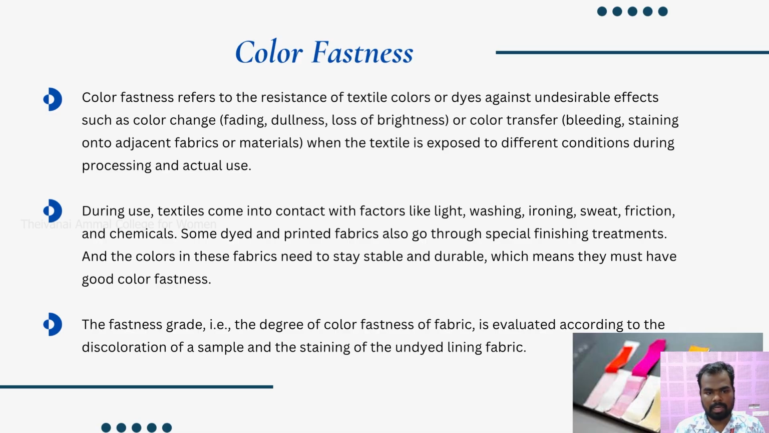This happens when textiles come into contact with factors like light, washing, pressing, sweating, friction, and chemicals. These are the main reasons we need to test for color fastness, because these are the major components which affect the color of dyed fabrics. And fastness grading, that is the grade of the fastness or the value of the color in the textile material, is based on the gray scale. Using a gray scale, we evaluate according to the discoloration of the sample, fading, or color transfer to a base material.